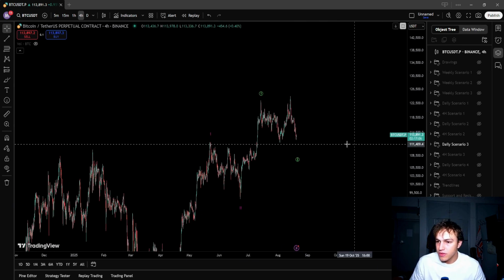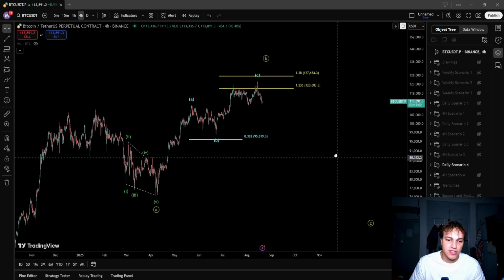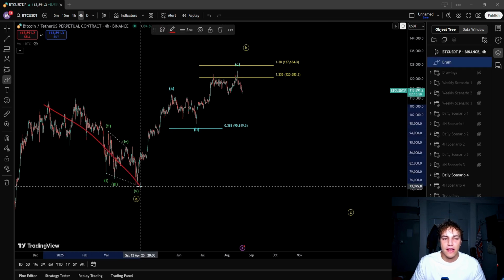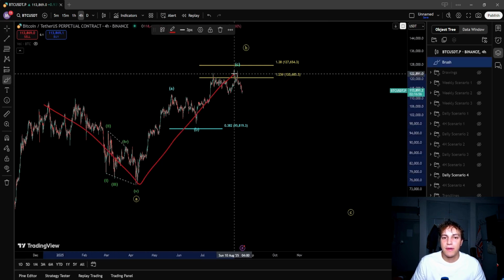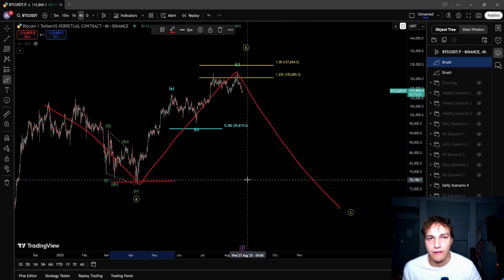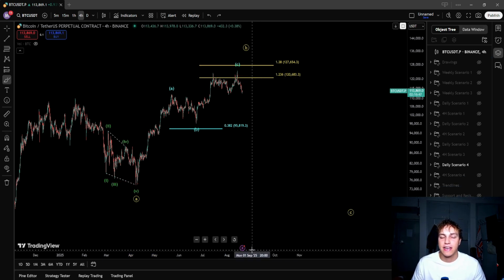Now, in the last scenario, we have this scenario here, the least likely scenario in my opinion, where we had a wave A down in 5 waves, a B up, and now we are looking for a massive C down to take the low at $74,000, right? We are in the range of an expanding flat.